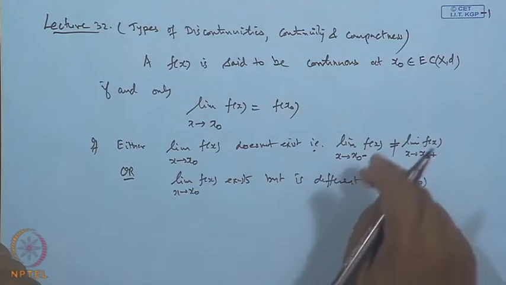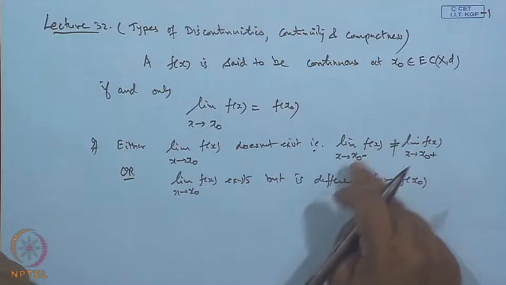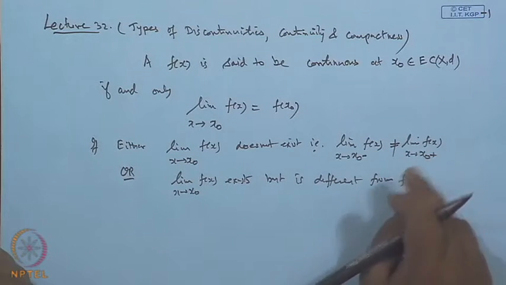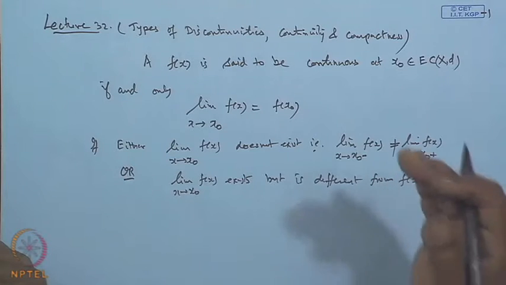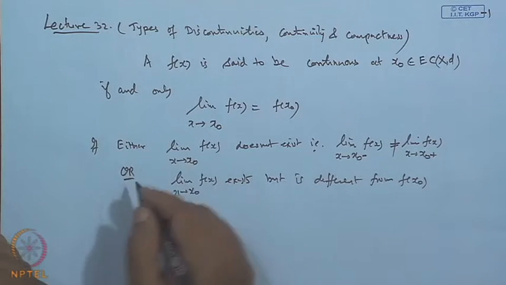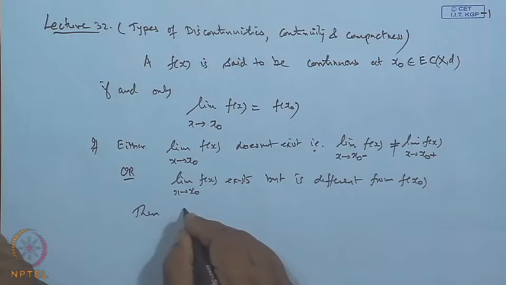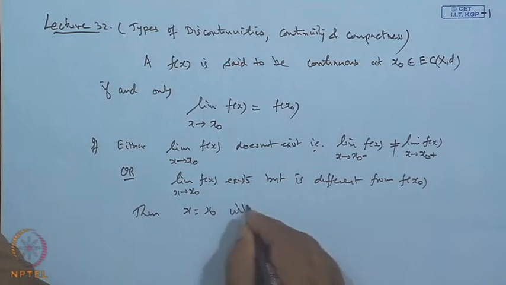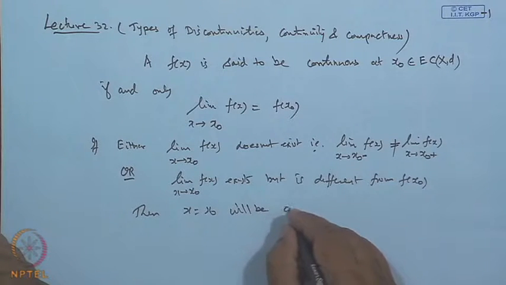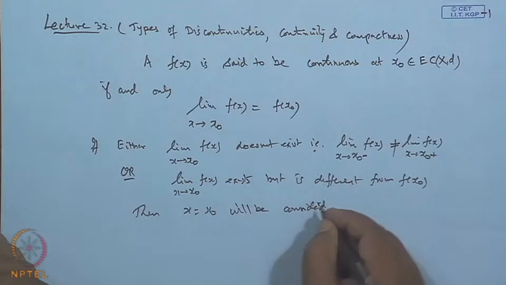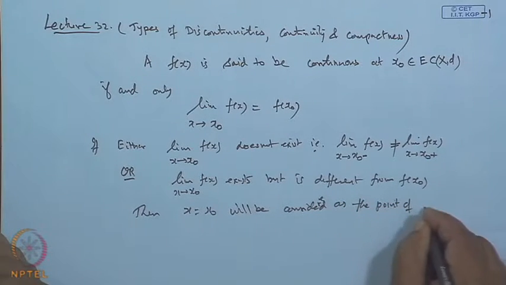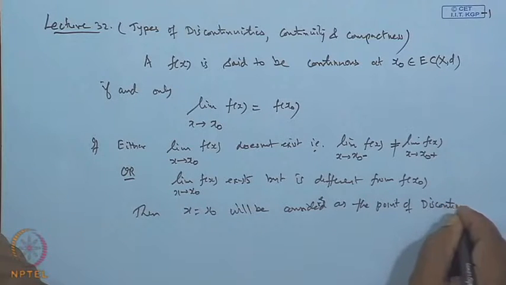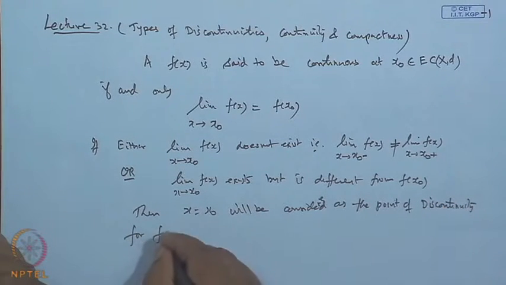Or it may sometimes happen that the limit of this function f(x) when x tends to x naught does not exist, meaning the left hand limit also does not exist and the right hand limit also does not exist. Then also we say the point x naught is a point of discontinuity. So, if this case is there, then x equal to x naught will be considered as the point of discontinuity for the function f(x).